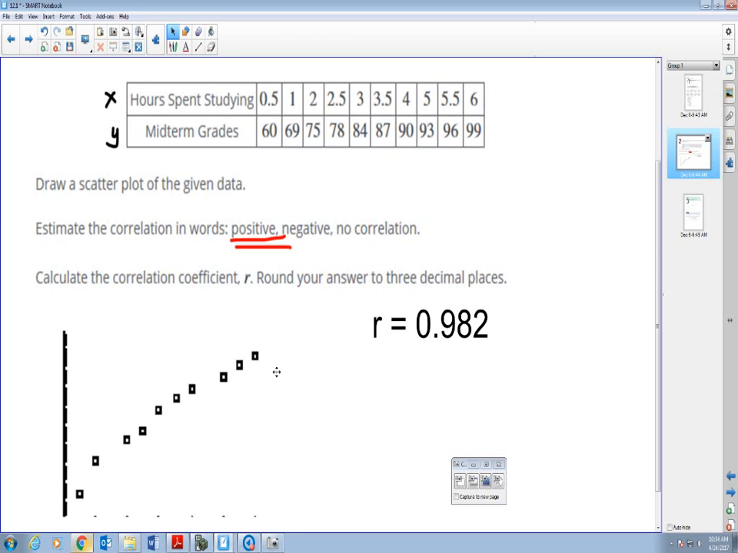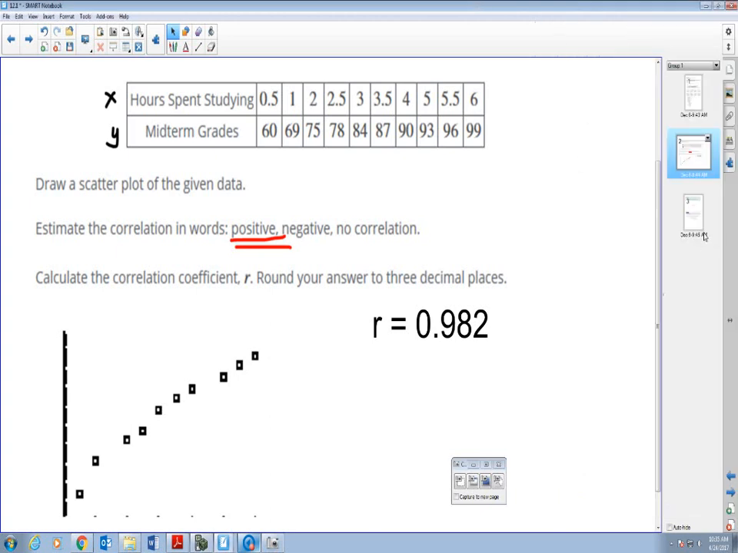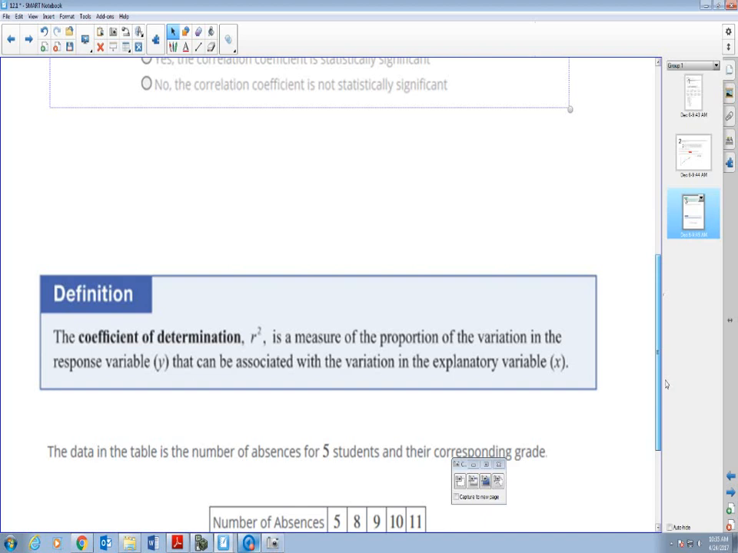All right, let's try another one. Just in a minute. All right, so let me show you what this R squared is. This R squared is actually called coefficient of determination.